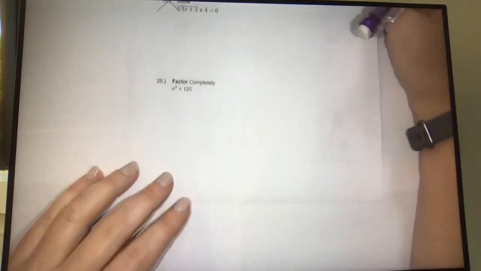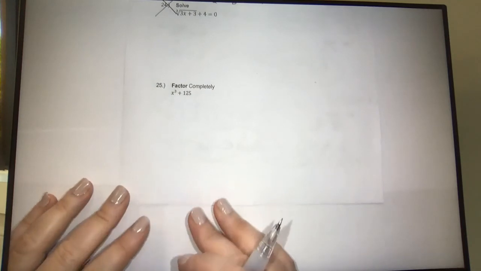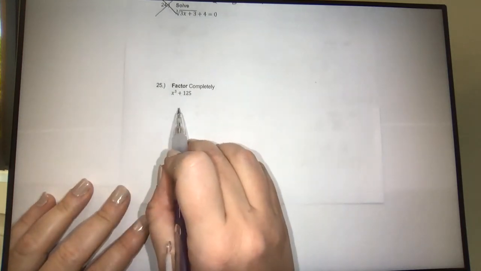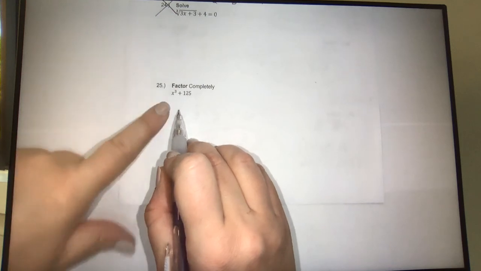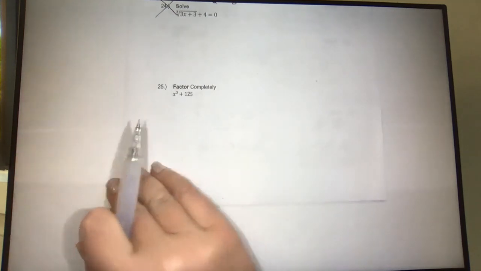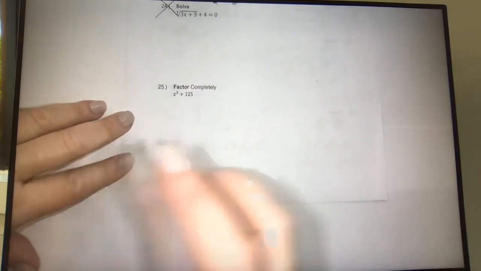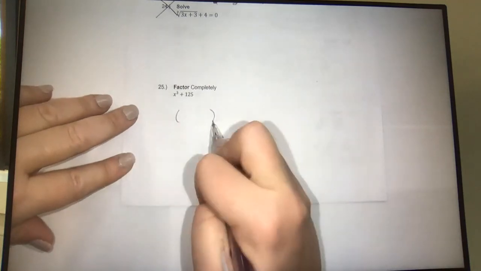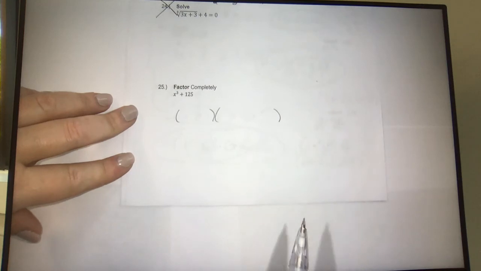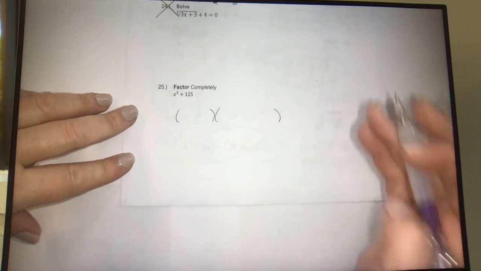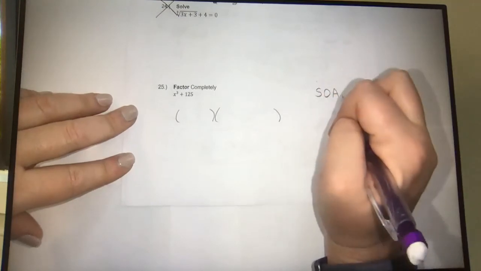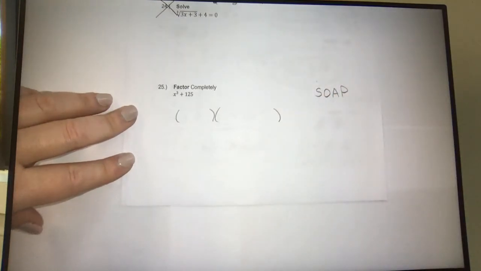All right. Last but not least, this is the last regular problem on the test because 26 is a bonus. Factor completely. Do we have a GCF? We got a cube. You will have either a sum or a difference of cubes on here that you're going to have to deal with. So let's practice. You're going to have a binomial and a trinomial. Remember, a 2-term and a 3-term when you factor a cube. You are also then going to need to SOAP your signs. Remember that little rule? Okay.